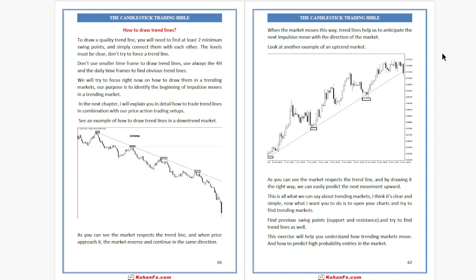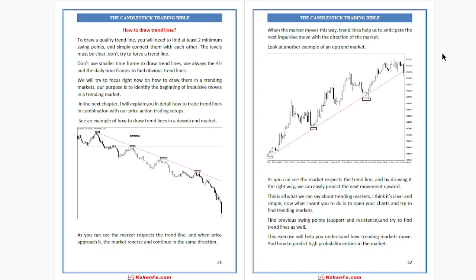Look at another example of an uptrend market. As you can see, the market respects the trend line, and by drawing it in the right way, we can easily predict the next movement upward. This is all we can say about trending market. I think it's clear and simple.